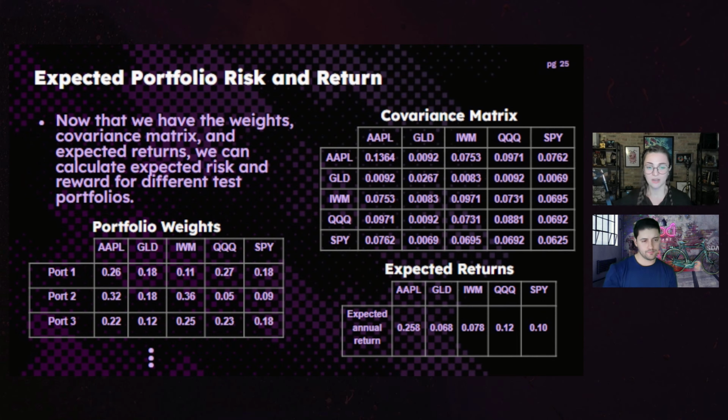But we got weights, right? Which, again, these are different weights for our portfolio, different possible weights. We have our expected returns, and we have our covariance matrix, which, again, is this kind of table that tells us about the risks of the different elements themselves and the kind of correlation risk between them. Now we can actually test expected risk and return for different possible portfolios using these weights that we made up. Let's look at an example.